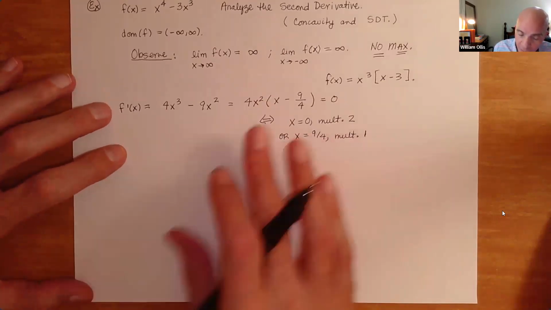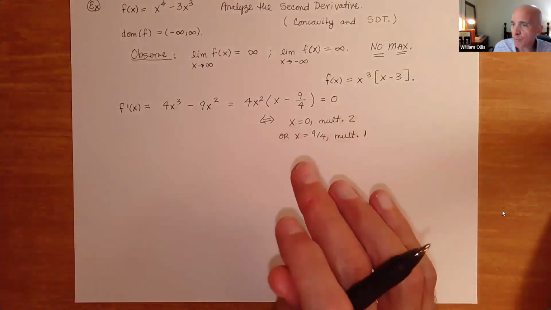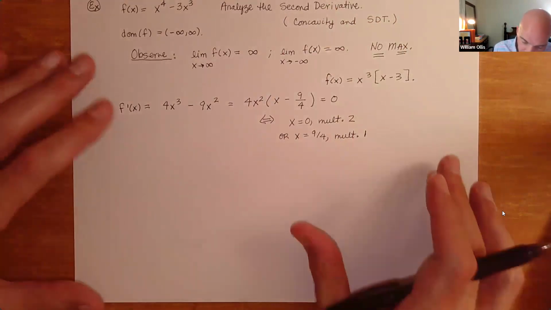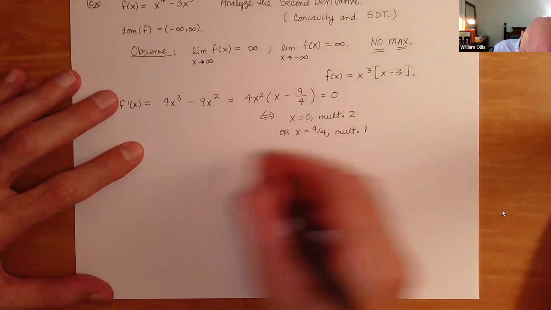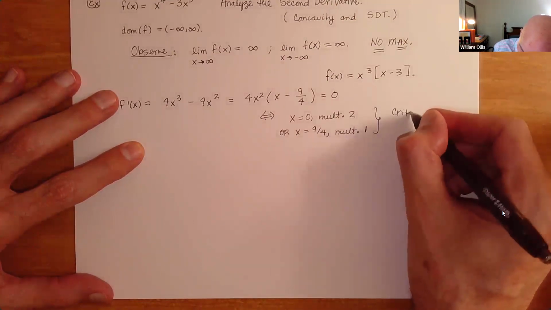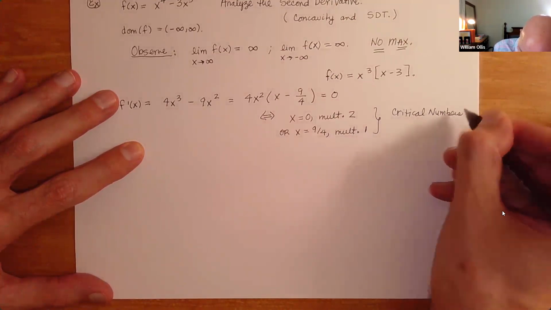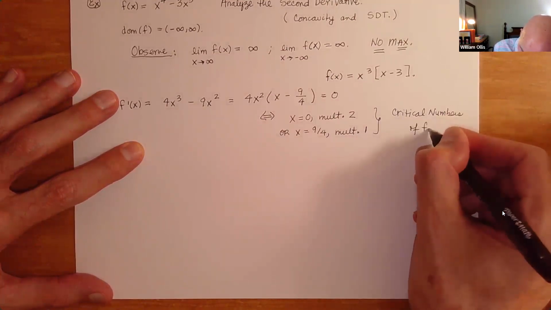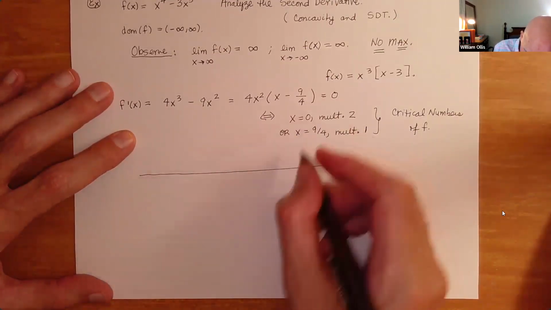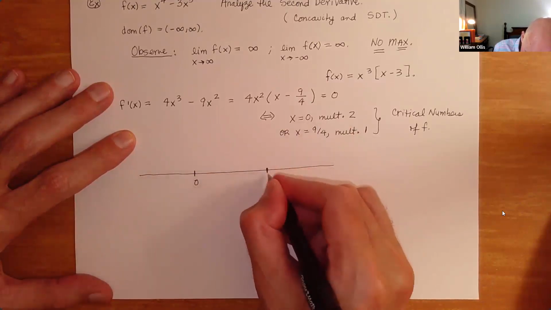And I want to go ahead before we get to the second derivative, do all the analysis that we normally do with the first derivative, just to review that and to see how everything fits together. So now we have what? These are critical numbers of f. So we'll go ahead and do a number line. So we have a 0 and we have a 9/4.